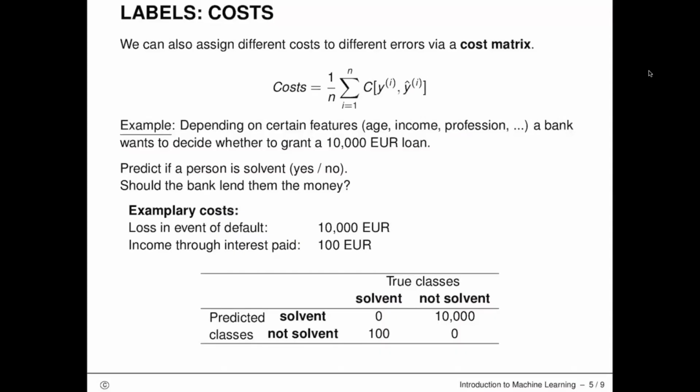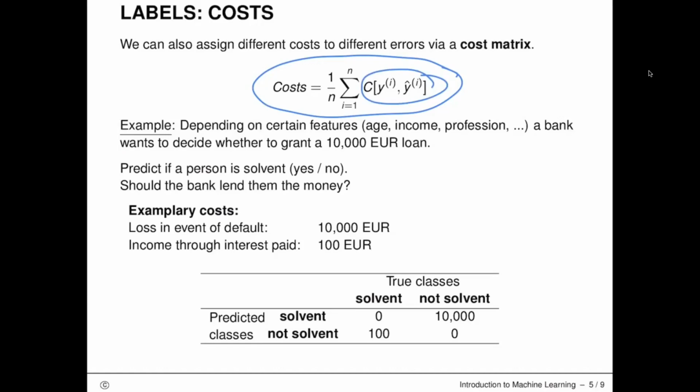Sometimes we have situations where different errors are differently bad. So in these cases, we can also assign different costs to different errors via a so-called cost matrix or cost function. And then we can compute the costs as average costs over the entire data set. So let's have an example here.